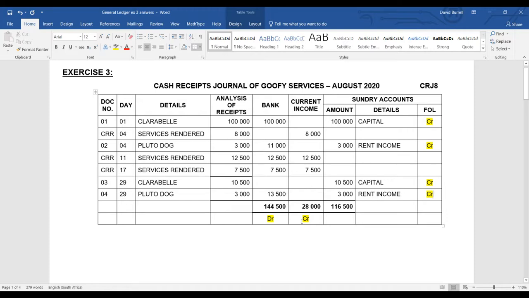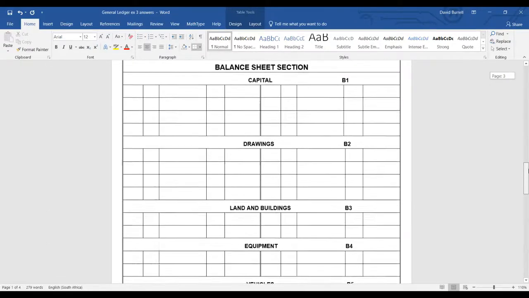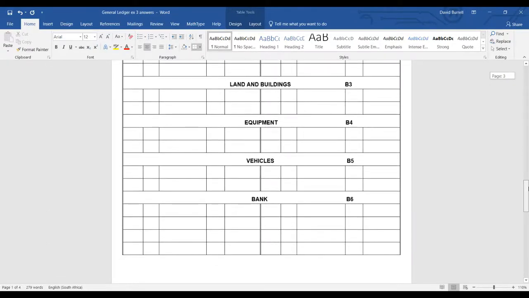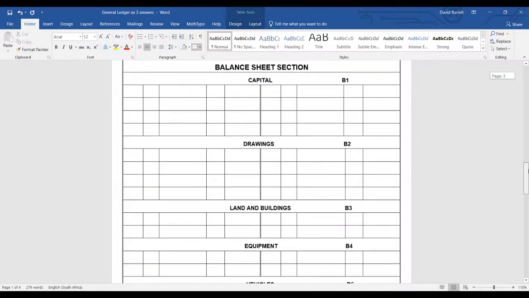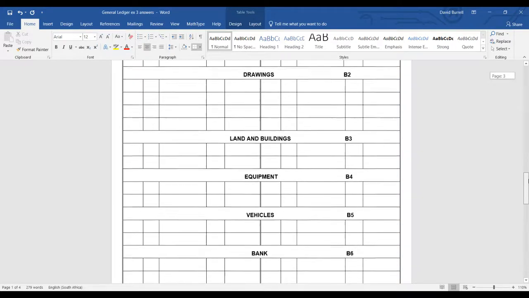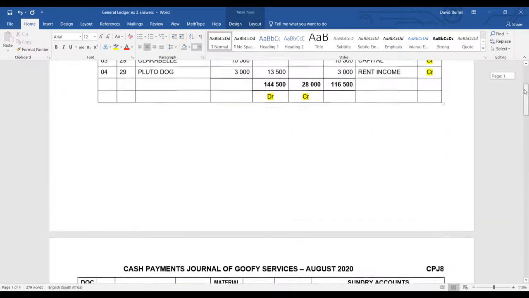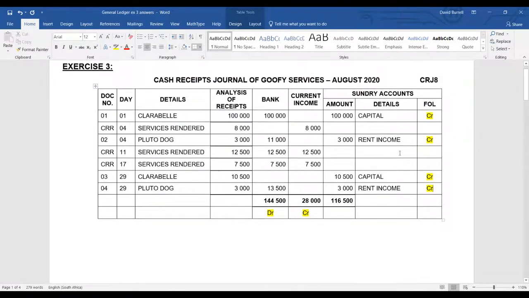Now, when we are posting to the general ledger, we actually need to know the folio numbers of the various accounts. So let's just go down to our general ledger and try and look for the bank account. Okay, there it is. So remember, the order is the owner's equity accounts, capital and drawings, then fixed assets. We have all three here: land and buildings, equipment, vehicles, and then bank, which is account B6. So that debit that I've got over here in my cash receipts journal will be to account B6. Okay, so it's quite important to put that in.